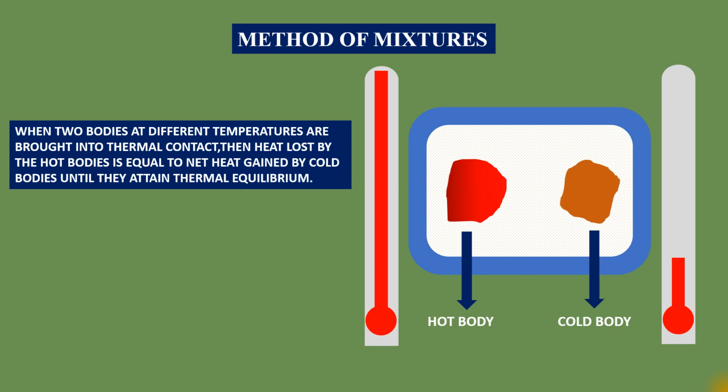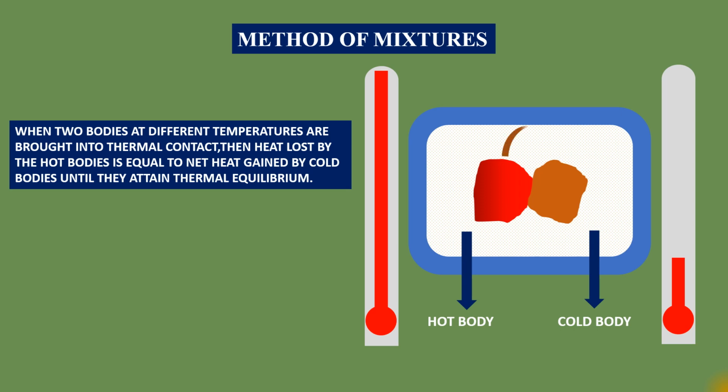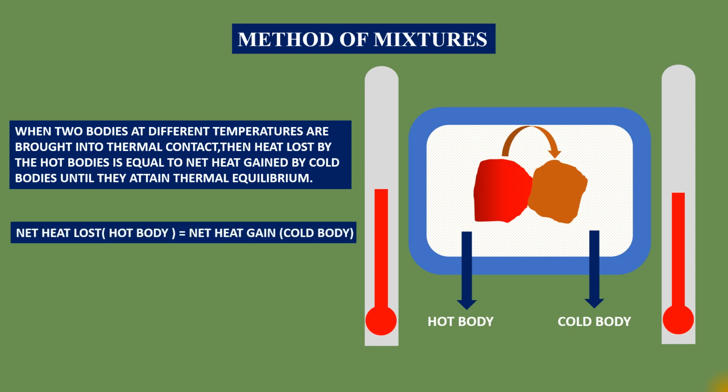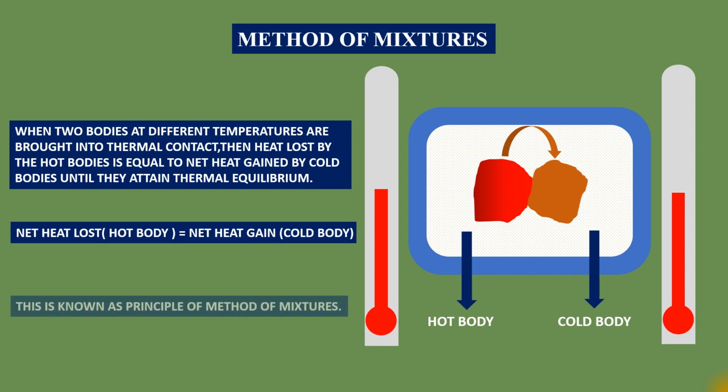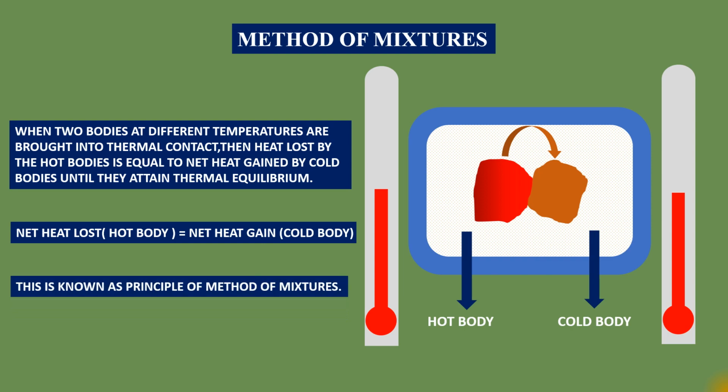So when these two bodies are brought into contact with each other, we can see heat is transferred from the hot body to the cold body, and hence the temperature of the hot body decreases and the temperature of the cold body increases. Therefore, we can say net heat lost by the hot body is equal to net heat gained by the cold body. This is known as the principle of method of mixtures.